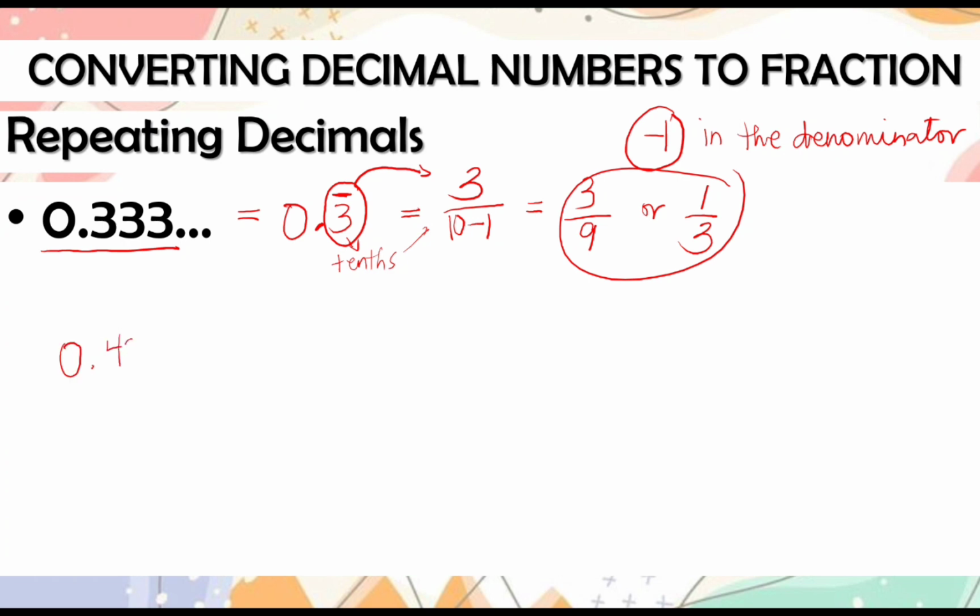0.48, 48, 48, 48. So, kapag sinulat natin yan ng maikli, that is 0.48 na merong bar sa taas. Now, let us write it into fraction form. So, our numerator is our decimal digit, which is 48. Then, our denominator is the place value, which is 100. So, 100 tapos minus 1. Since this is a repeating decimal. So, 48 over 99.